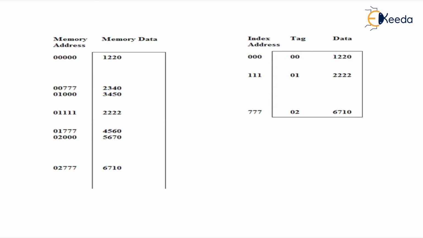So when someone asks what is the difference between the memory address and the index address? The memory address directly links with the memory data. The index address directly links with the tag as well as the data. So when you see the memory address, different memory addresses are assigned different memory data, and different index addresses are assigned different tags and different types of data at one time.